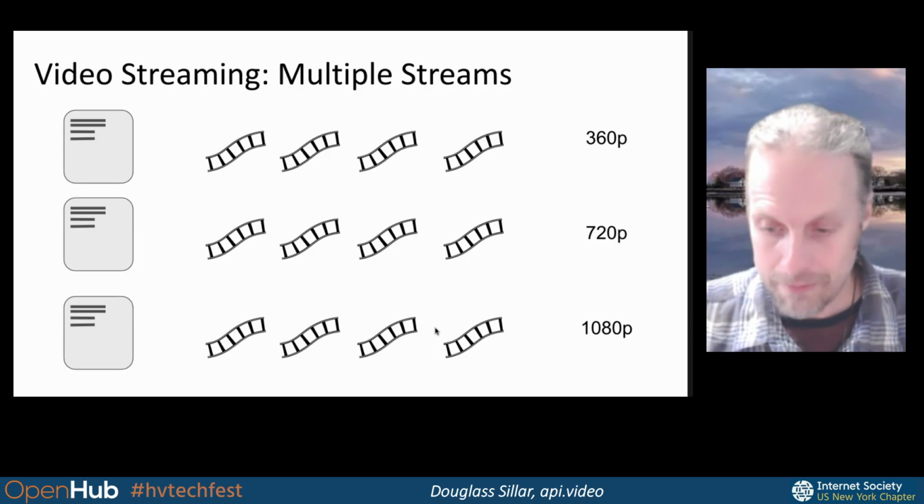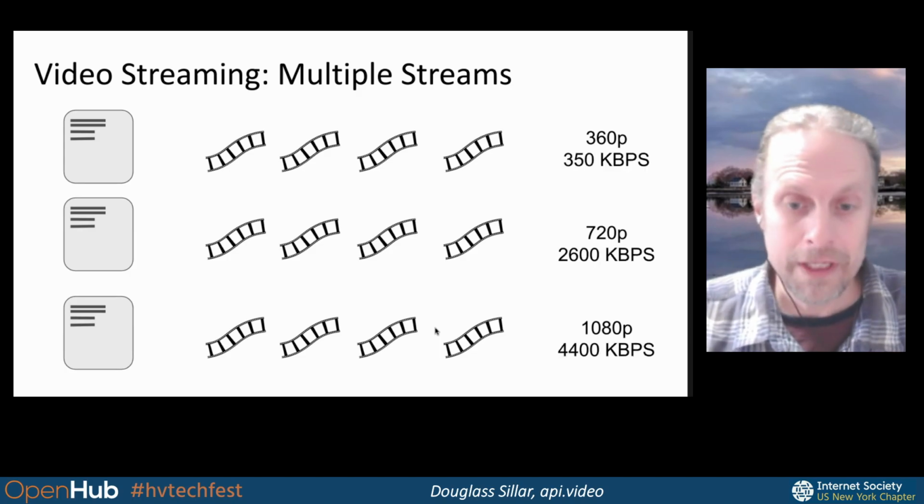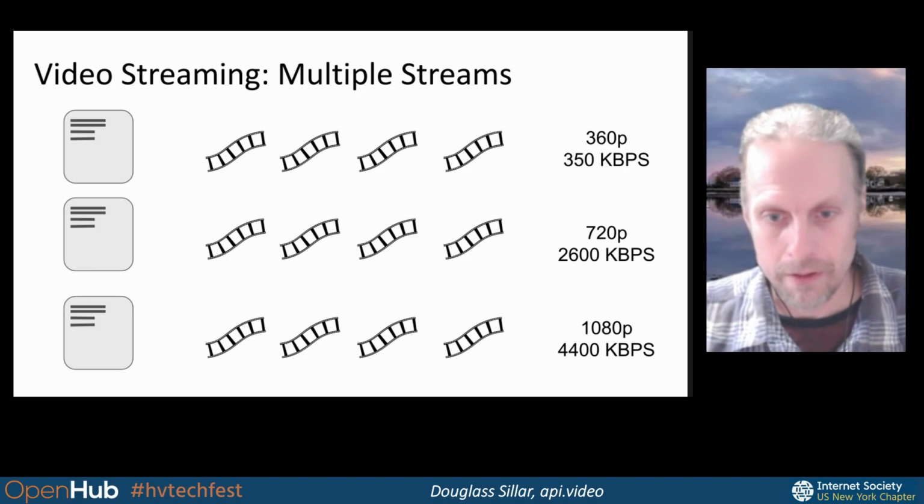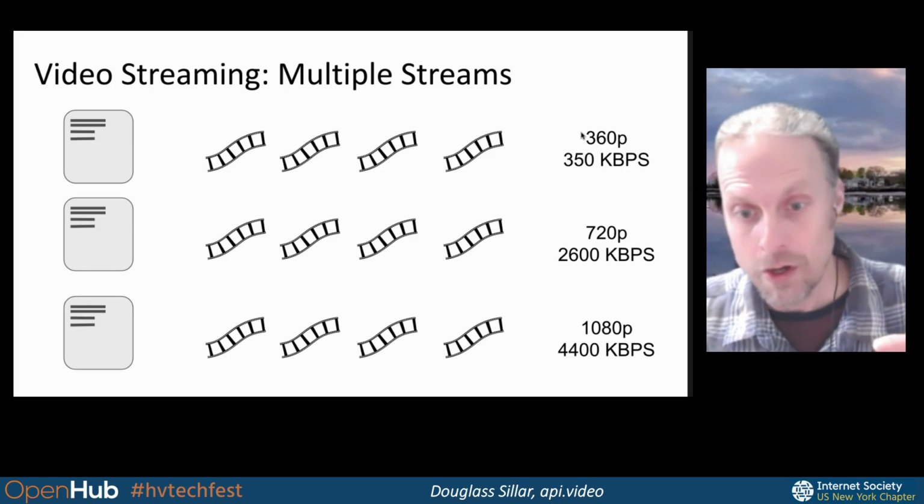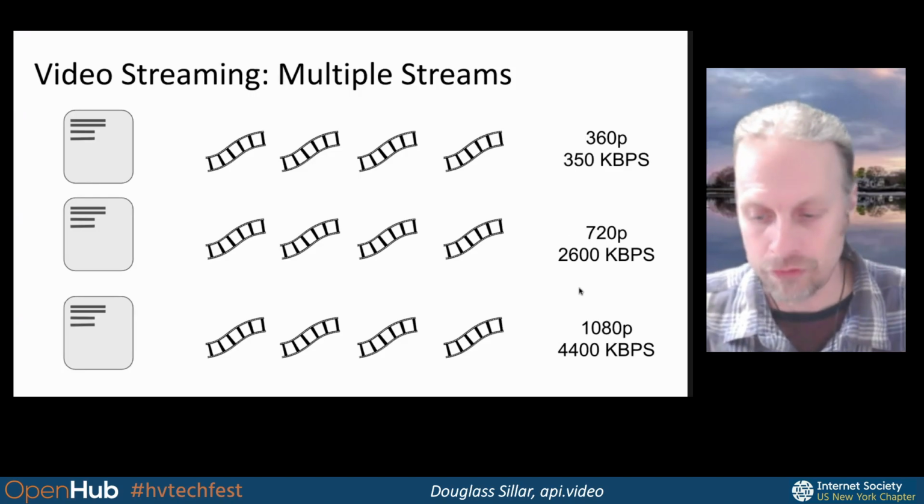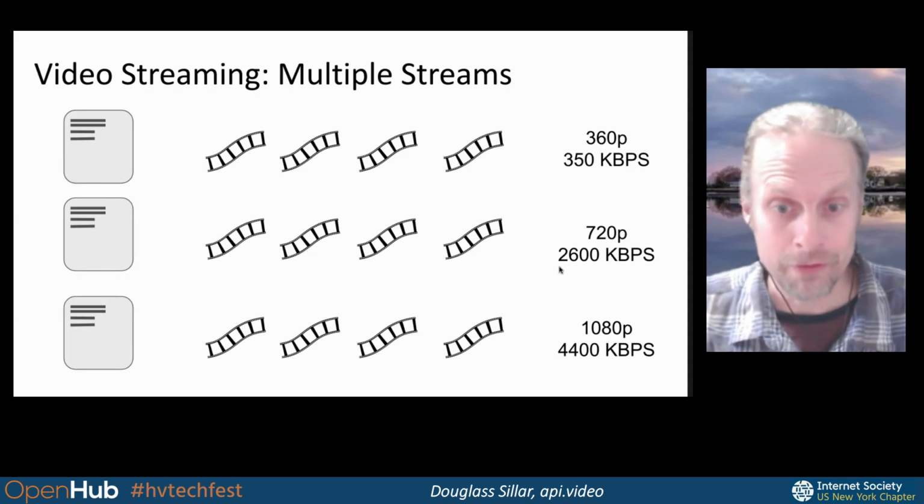And that's great because they're different sizes, you know, the size of the video makes a difference in how big the video is and the bit rate of the video. So, you know, 1080p might be 4 megabits per second, 720p might be 2.5 megabits per second.